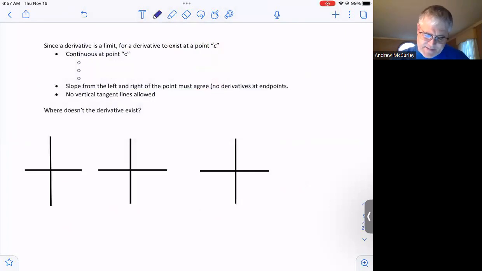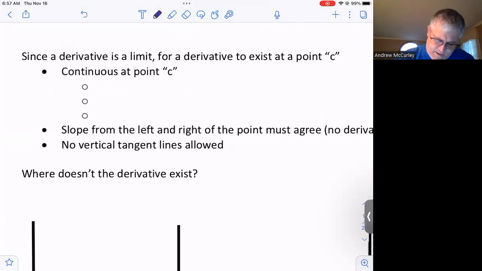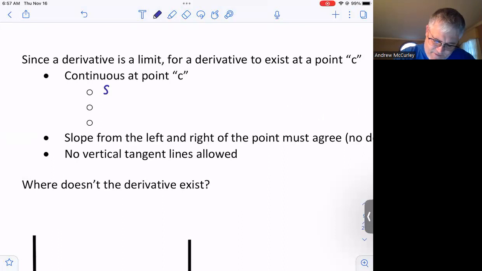Since the derivative is a limit, keep that in mind. Since the derivative is a limit, for a derivative to exist at some point, the function has to be continuous at that point. Not for the whole function, but just at that point, just like we talked about continuity last chapter. So remember why things are continuous: f of x exists.